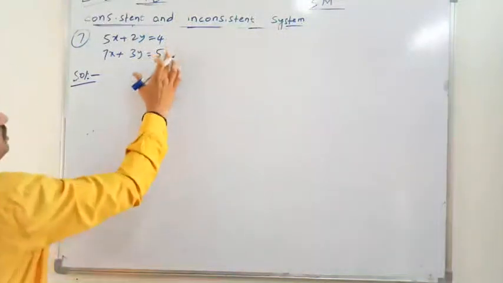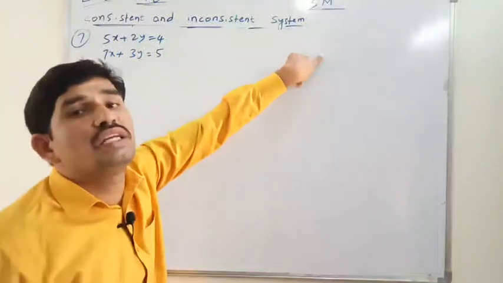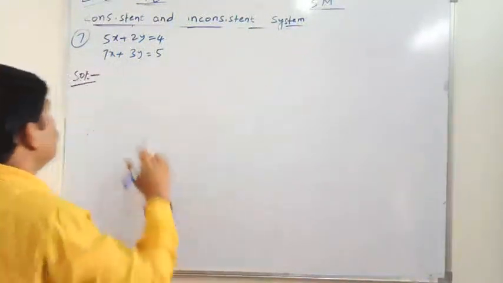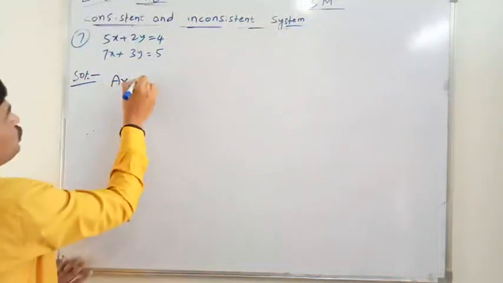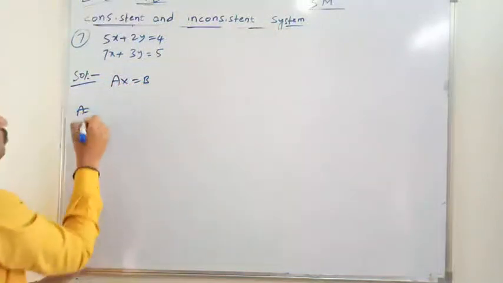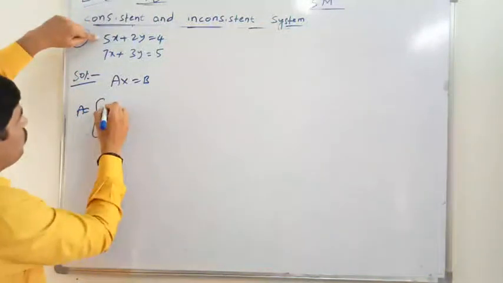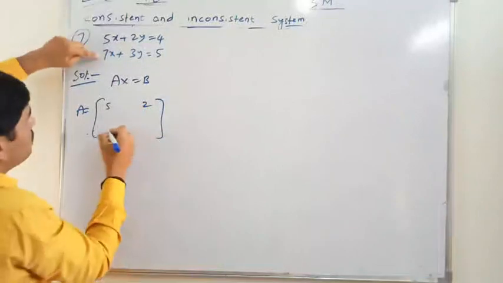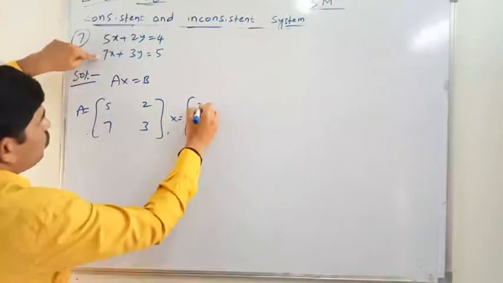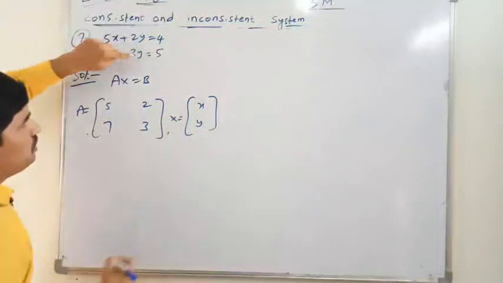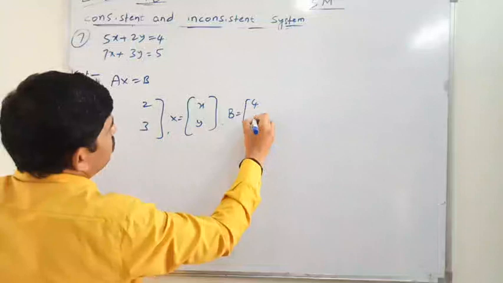So this is the equation. It says to solve the system of equations by using the matrix method. By taking these equations, first I will write them in the form AX = B. A is obtained from the coefficients of x and y in the first equation, 5 and 2, and then the second equation. X is the variable matrix, and B is the constant matrix, 4 and 5.